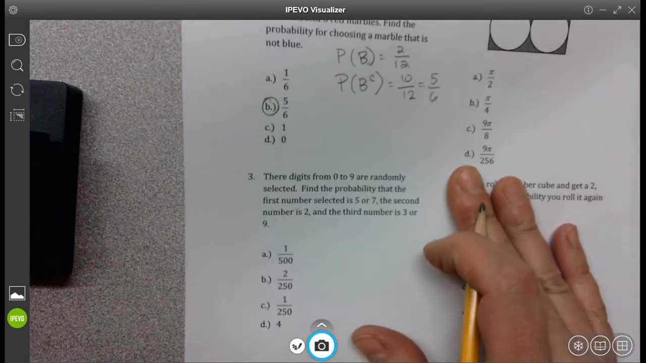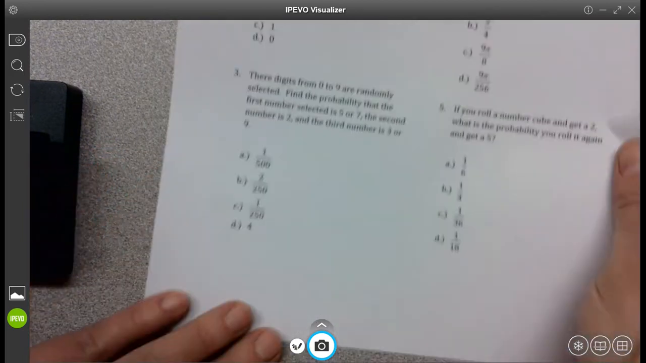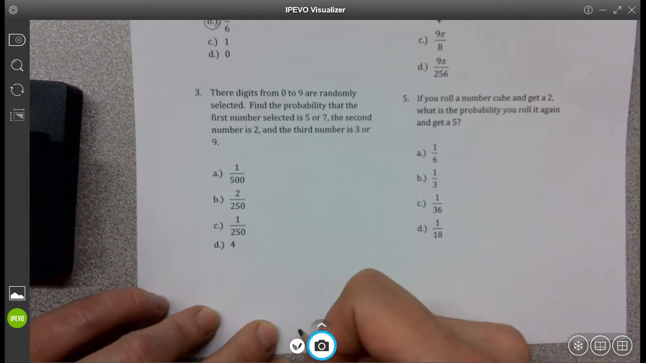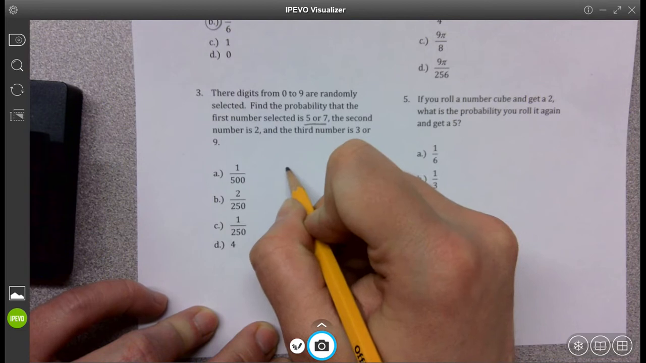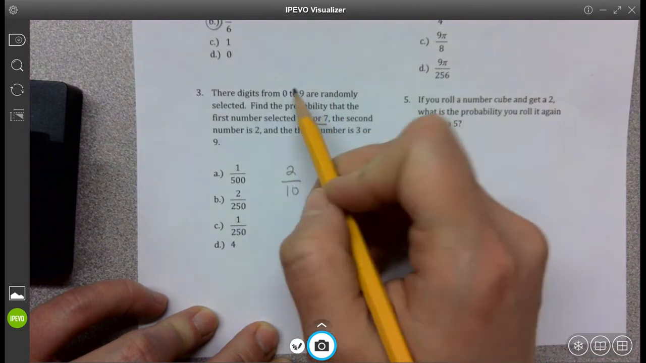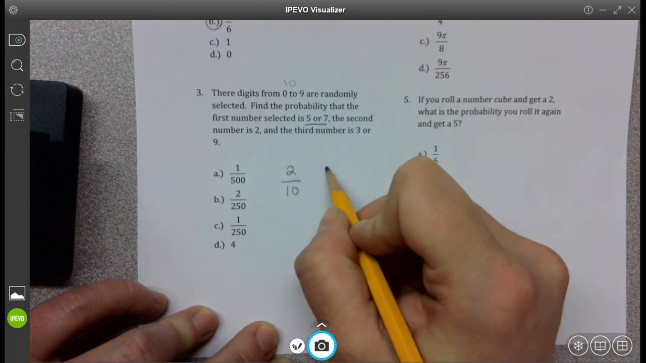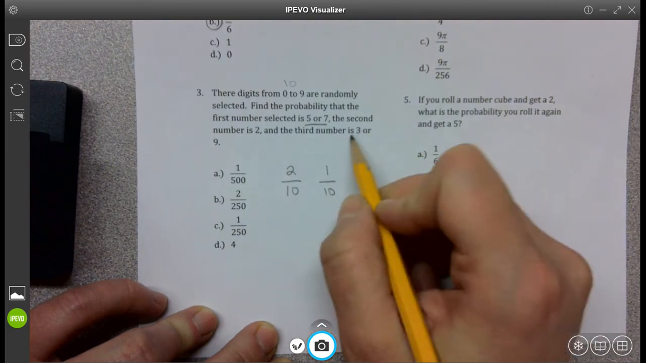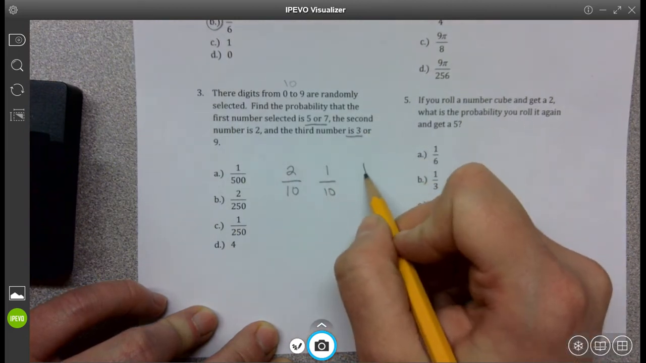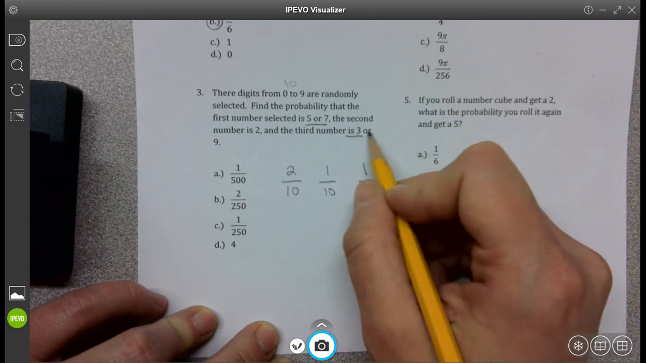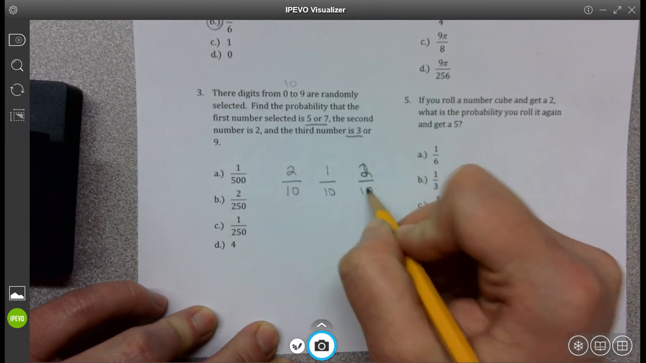Number 3, digits from 0 to 9 are randomly selected. Find the probability that the first number selected is a 5 or 7. That's 2 out of 10 digits because 0 through 9 is 10 numbers. The second number is a 2, which is 1 option out of 10. And the third number is a 3 or a 9, which is 2 options out of 10.